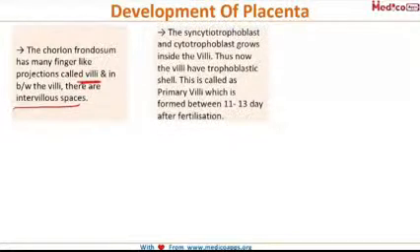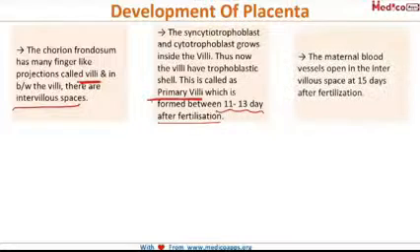The syncytiotrophoblast and the cytotrophoblast grow inside the villi, and now these villi have a trophoblastic shell. This primary structure is called a primary villi, which is formed between 11 to 13 days after fertilization. Now, after this, the next thing to happen in the sequence of events is the maternal vessels opening in the intervillous space, and that occurs at 15 days after fertilization.